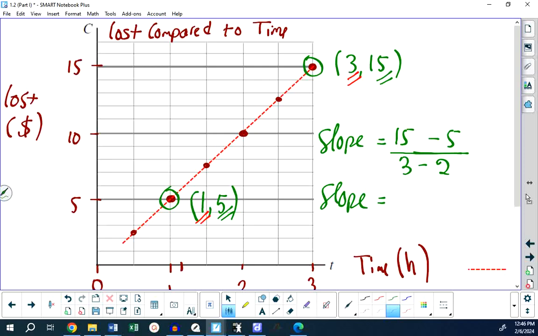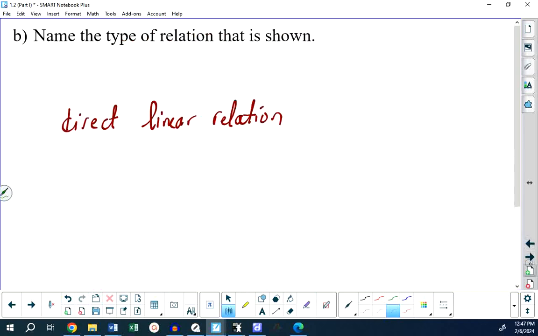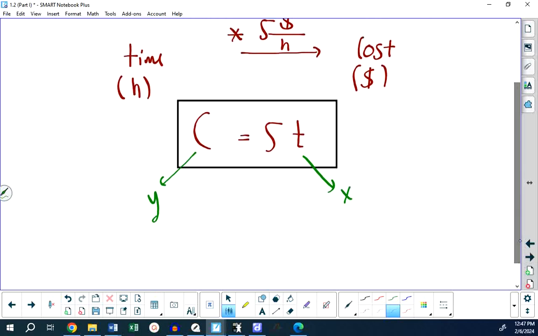Which gives us $5 per hour. Right, $5 per hour. Wait a minute, this is going to be the whole point. $5 per hour is the slope. Right? The slope is that rate that we said is the same.